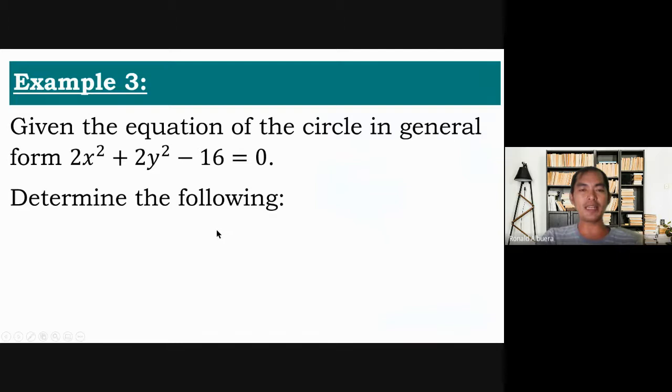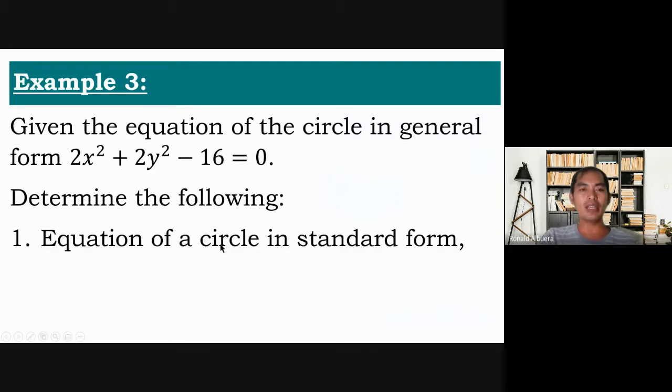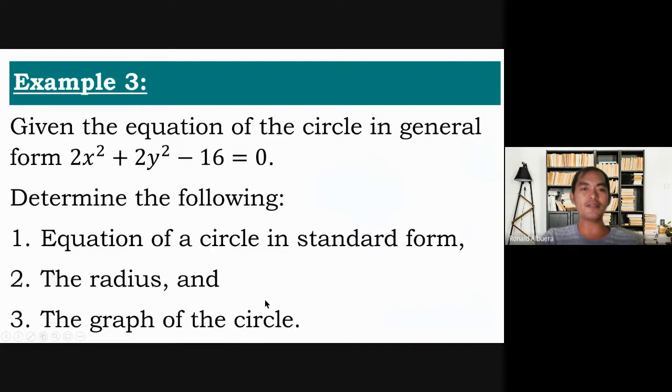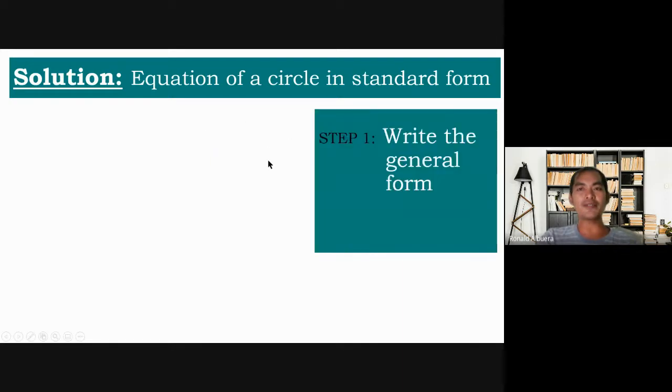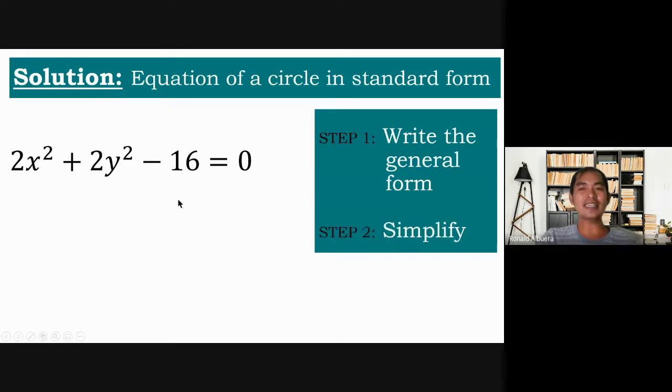Determine the following. Number 1, equation of a circle in standard form. Number 2, the radius. And number 3, the graph of the circle. Now, our first step is to get the equation of the circle in standard form. Step 1 is write the general form of the given, and then simplify.